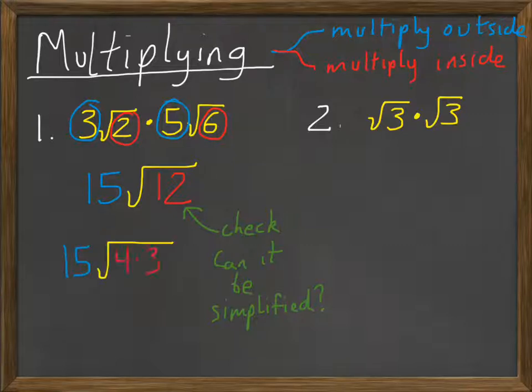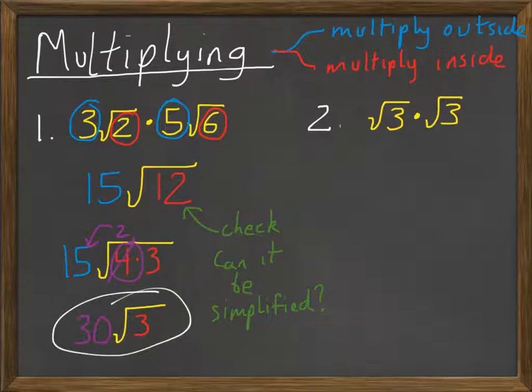I could re-express the square root of 12 as the square root of 4 times 3, finding a perfect square like we did in the last video. 4 is the perfect square, so I'll take the square root of the 4, and that's 2, and multiply it times the 15, which is outside. That would leave me 30 square root of 3. The square root of 3 can't be simplified any farther, so that's my answer. So 3 square root of 2 times 5 square root of 6 is 30 times the square root of 3.